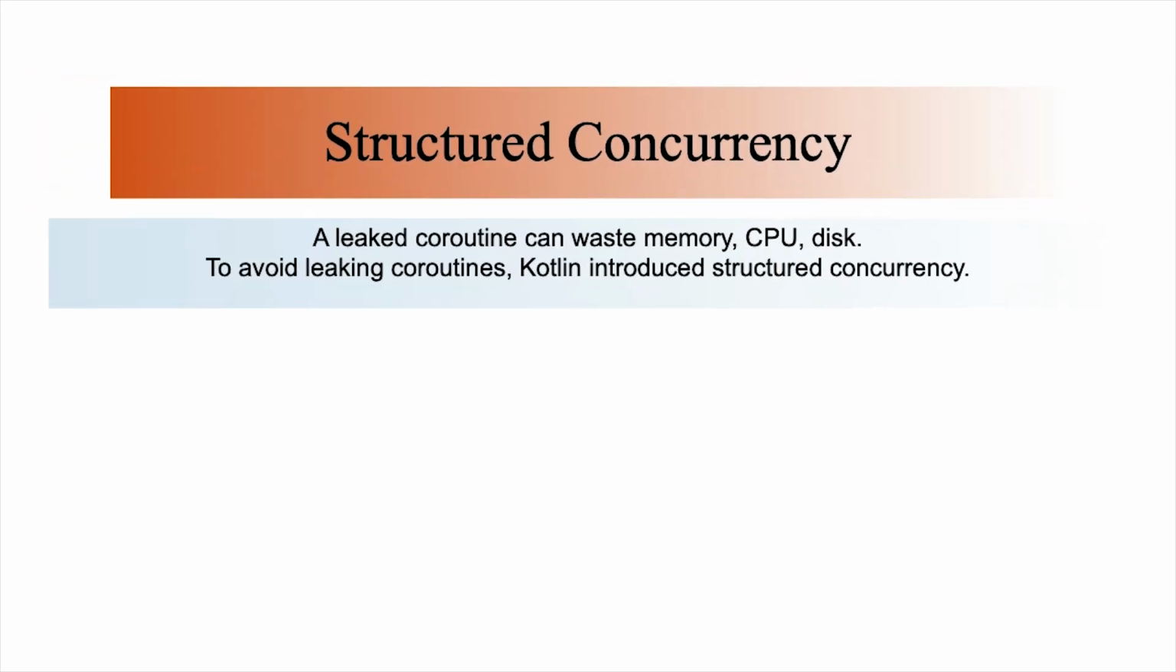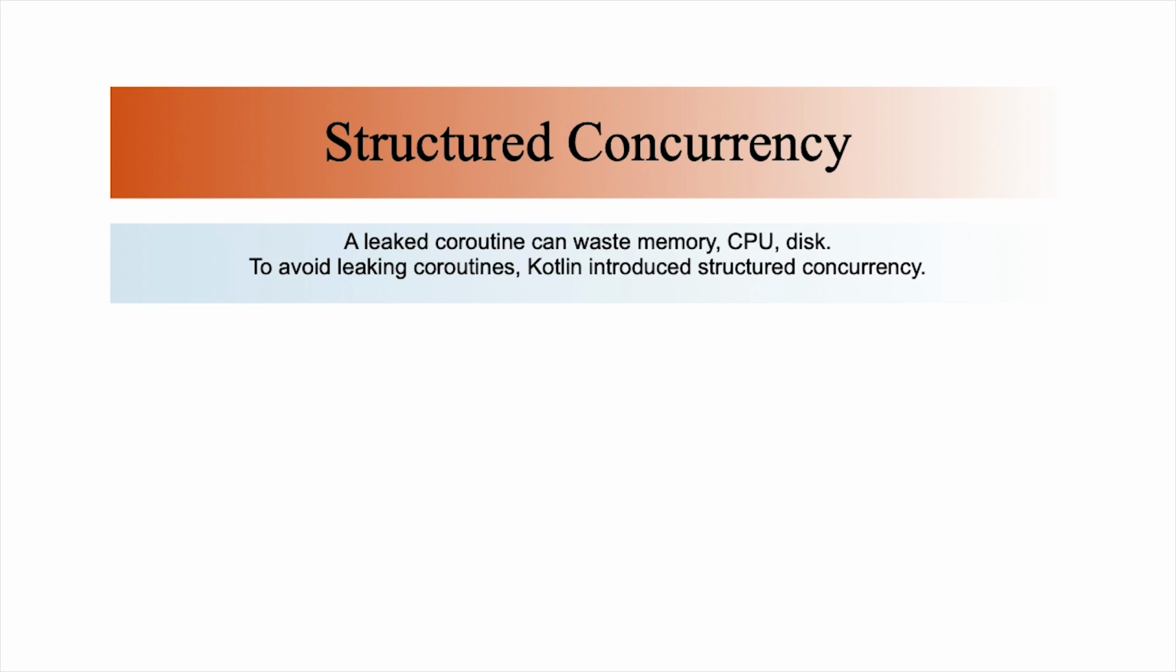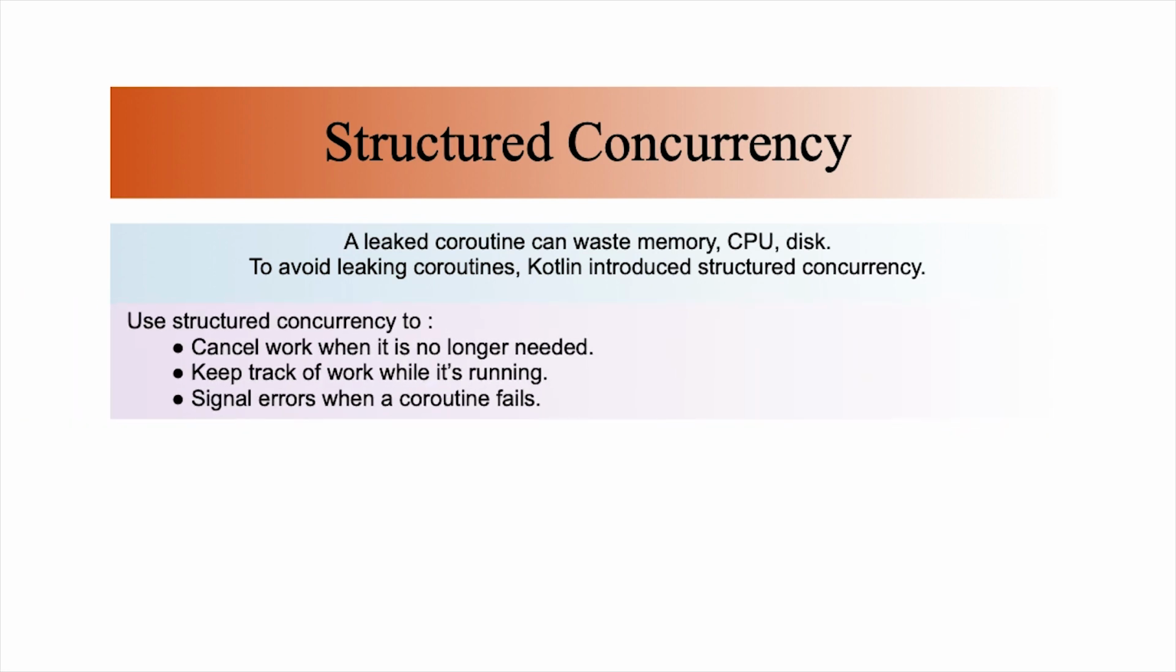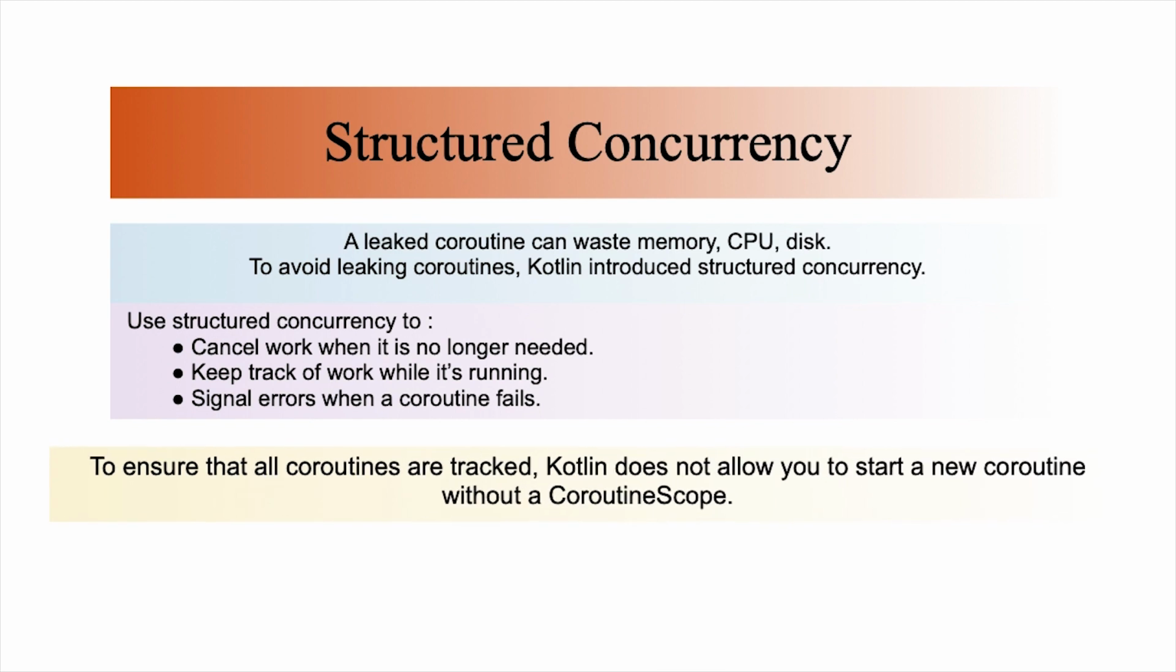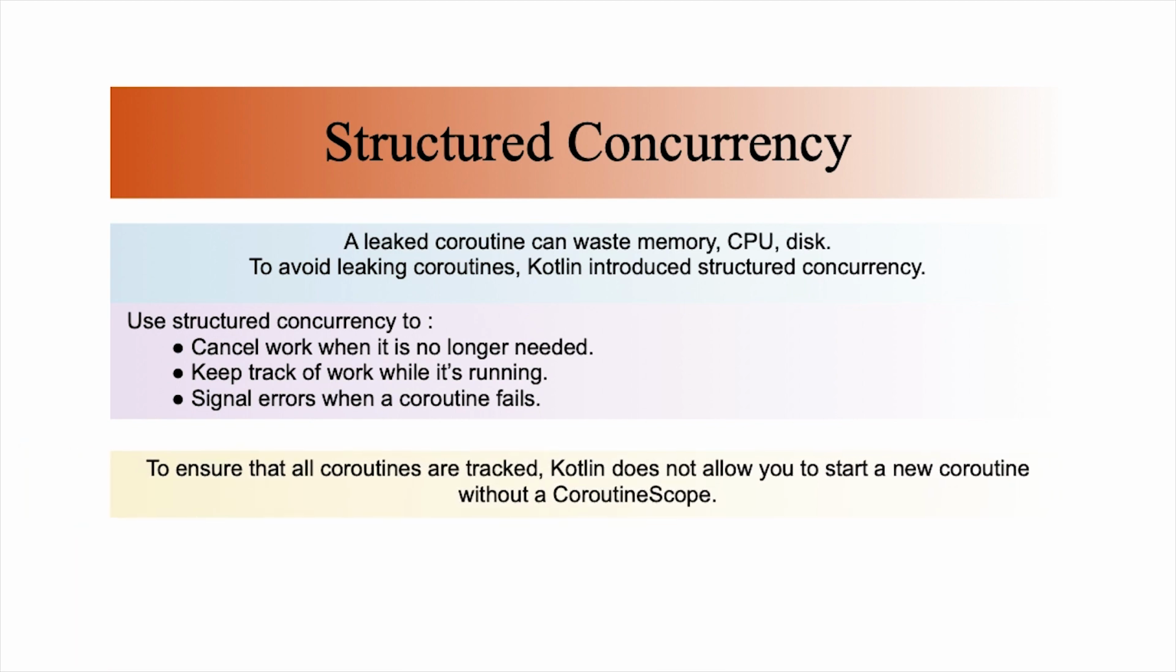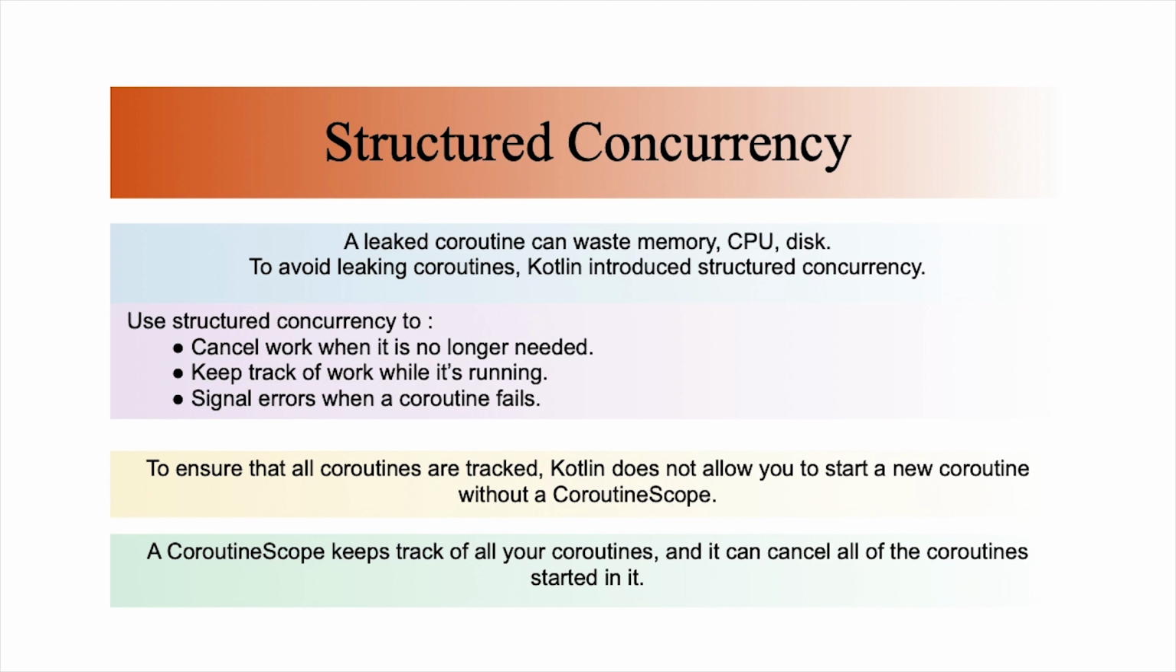Structured concurrency. A leaked coroutine can waste memory, CPU, or disk. To avoid leaking coroutines, Kotlin introduced structured concurrency. Use structured concurrency to cancel coroutines when they are no longer needed, keep track of coroutines, and signal errors when a coroutine fails. To ensure that all coroutines are tracked, Kotlin doesn't allow you to start a new coroutine without a coroutine scope. A coroutine scope keeps track of all your coroutines and it can cancel all of them.